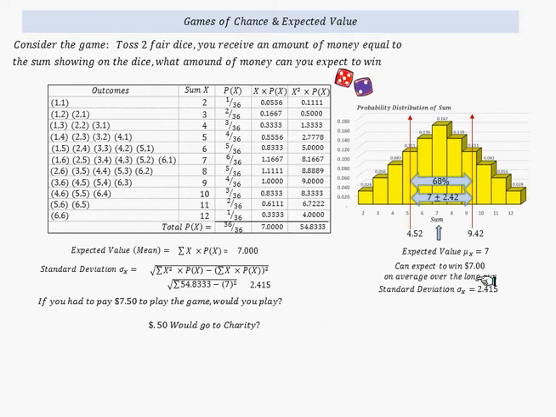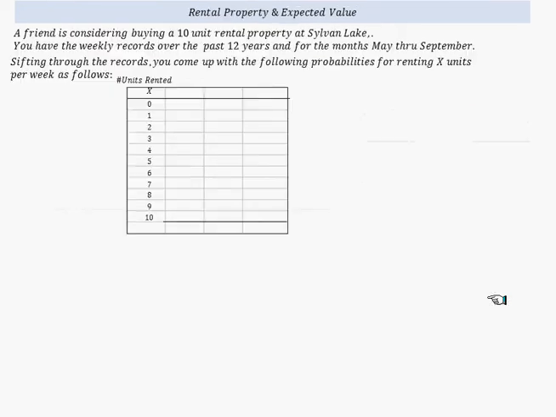Now over here on the right, careful how you write this, because we can expect to win $7 on average per game over the long run. Earnings can vary from the mean of 7 by plus or minus 2.415, 68% of the time.